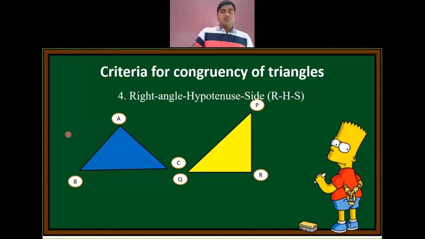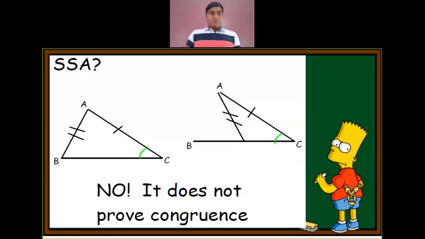In criteria number 2, we see that the angle must be the included angle. Otherwise, if the angle is not included, then by SAS criteria the two triangles are not congruent. Here is the example. Here the side AB is equal to this, AC is equal to this, and the angles C are equal, but the angle C is not included. Here AC equals AC and this portion equals this portion.